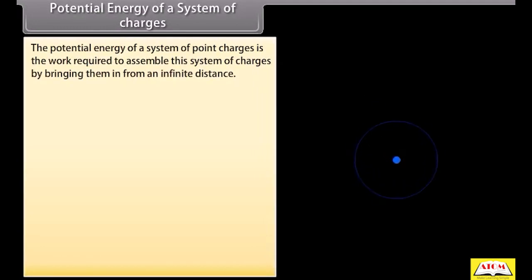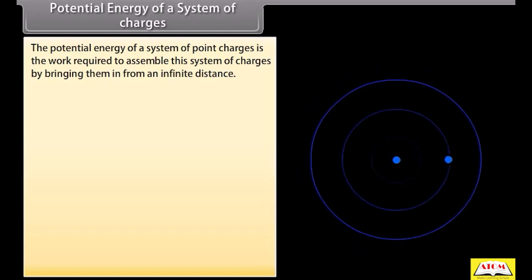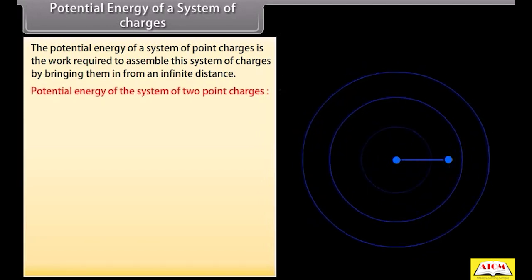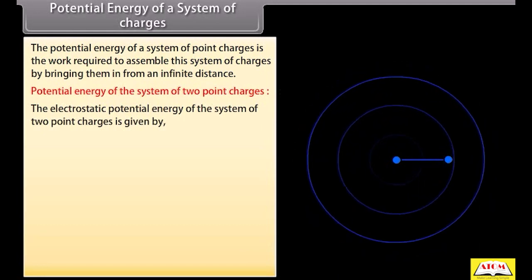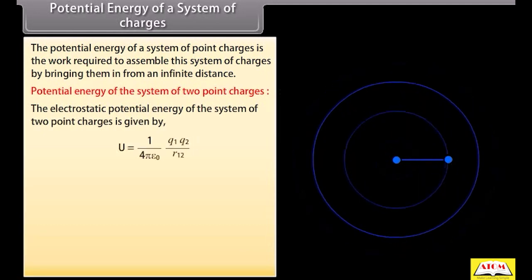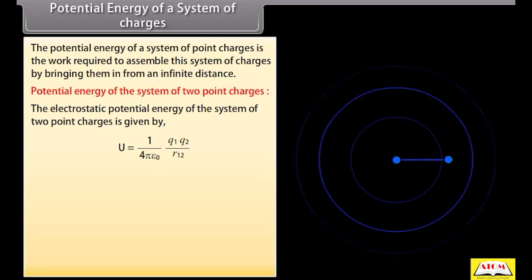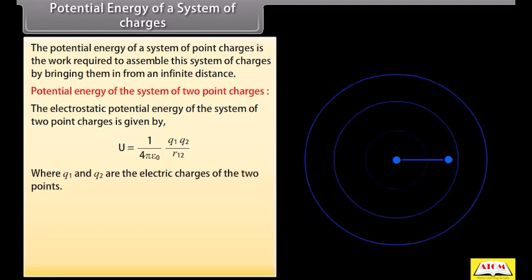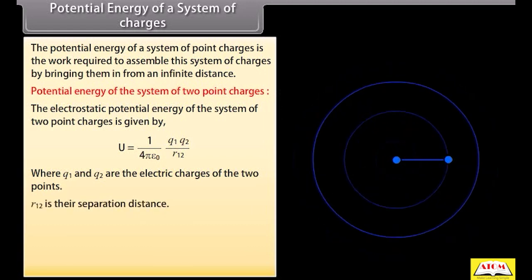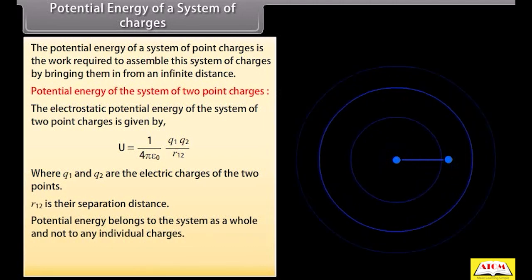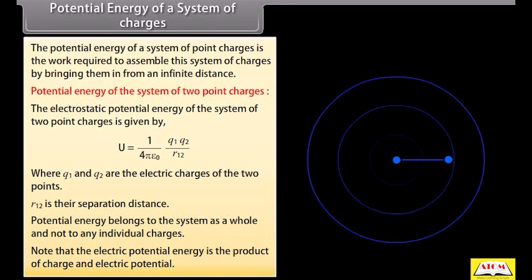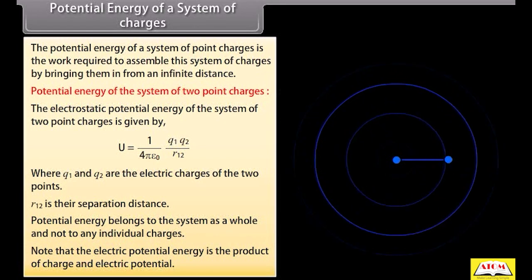Potential energy of a system of charges. The potential energy of a system of point charges is the work required to assemble this system of charges by bringing them in from an infinite distance. Potential energy of the system of two point charges. The electrostatic potential energy of the system of two point charges is given by U as 1 upon 4 pi epsilon naught multiplied by Q1 Q2 upon R12, where Q1 and Q2 are the electric charges of the two points, and R12 is their separation distance. Potential energy belongs to the system as a whole and not to any individual charge. Note that the electric potential energy is the product of charge and electric potential.